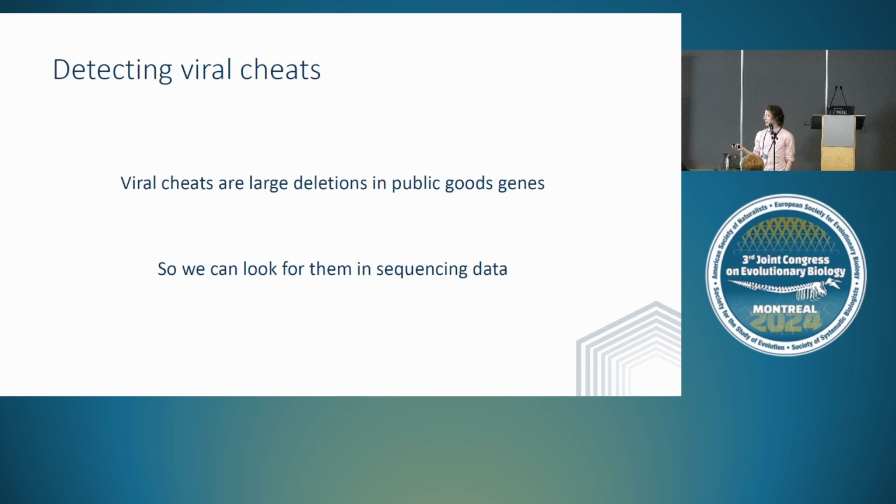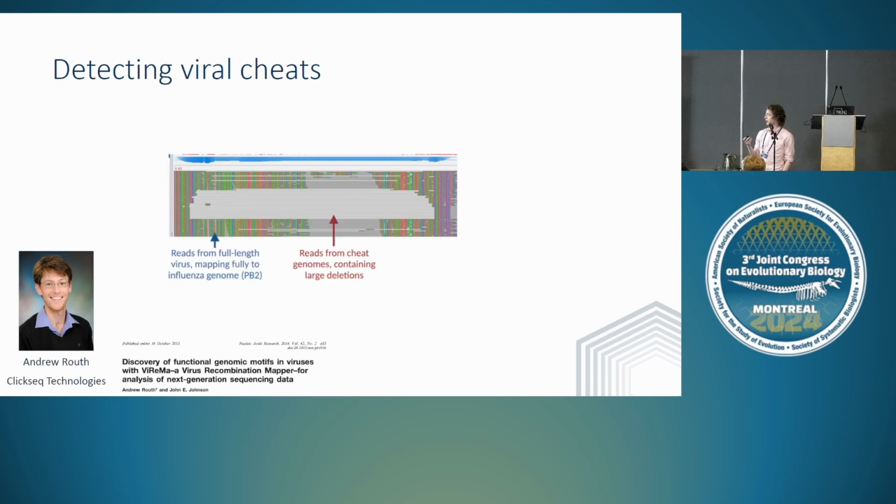It's actually quite easy in principle to find this out nowadays because we have a lot of sequencing data. If viral cheats are big deletions in public goods genes, we can just go and look for that in all these mountains of sequencing data. So the first thing I'm going to show you is my attempt to do this. Technically, we're drawing reads from the viral population, mapping them to the genome, and finding these big deletions that skip over the public good part of the gene.